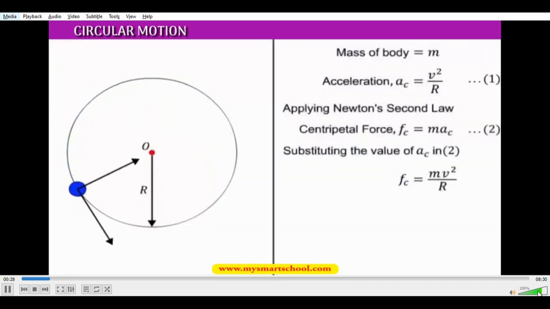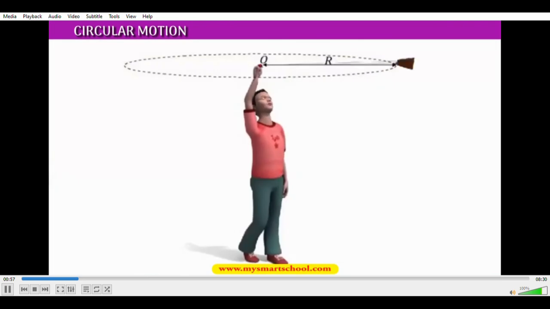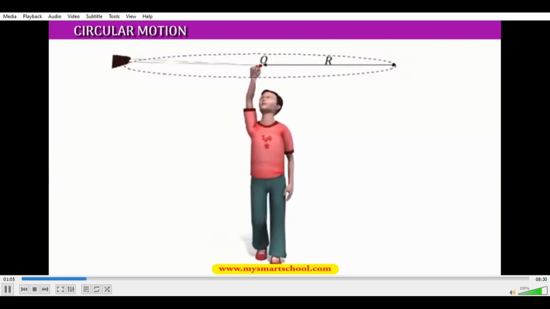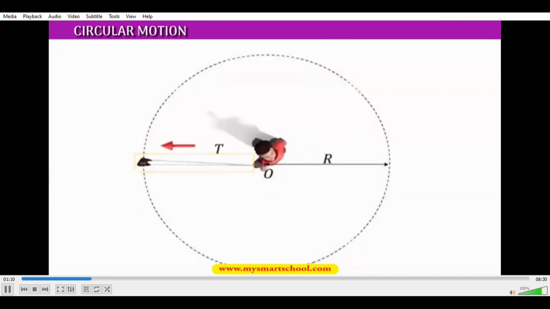You have earlier studied the acceleration of a body moving in a circle at uniform speed. Here, Fc, the centripetal force, is mv squared by r. A simple example of centripetal force is that of a stone tied to a string and rotated in a circle in a horizontal plane. The tension T in the string provides the required centripetal force.